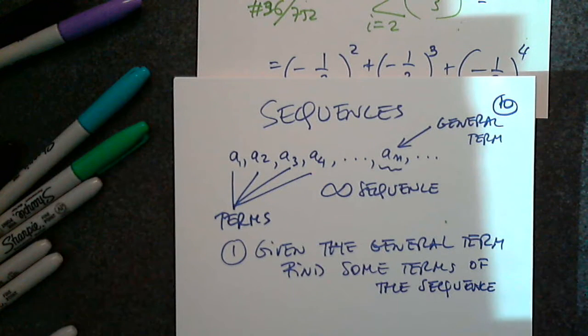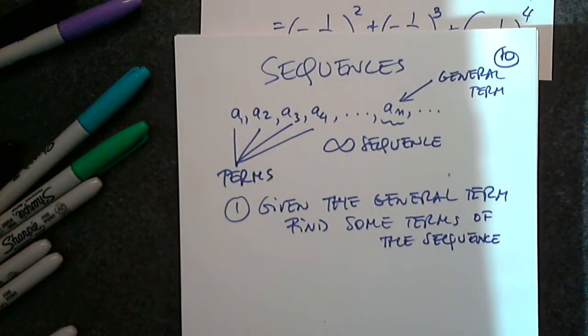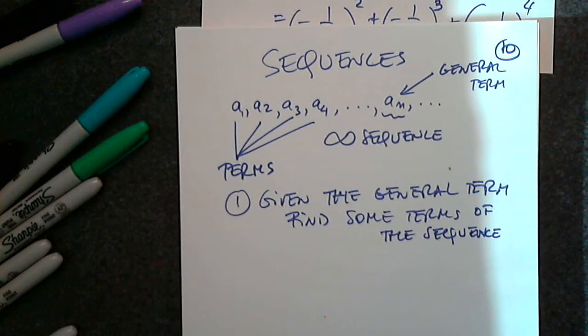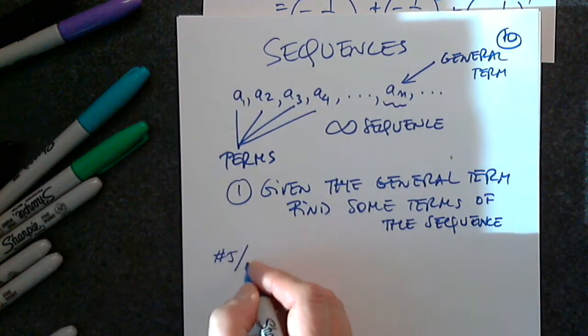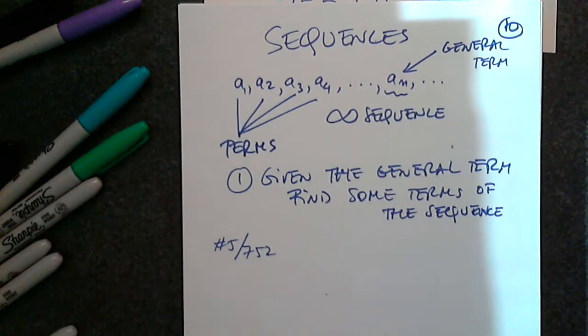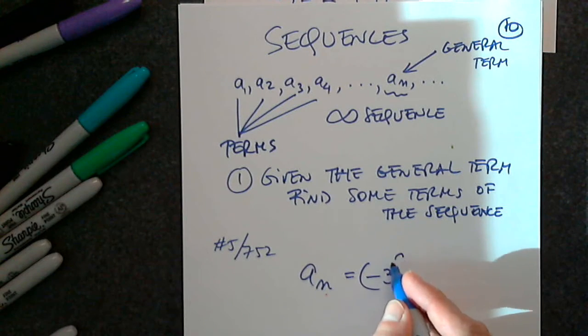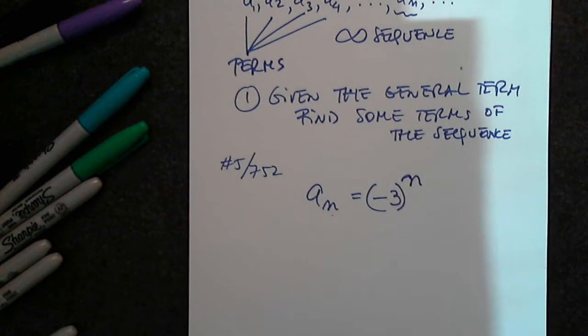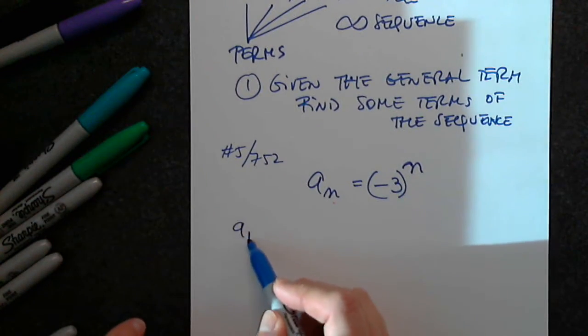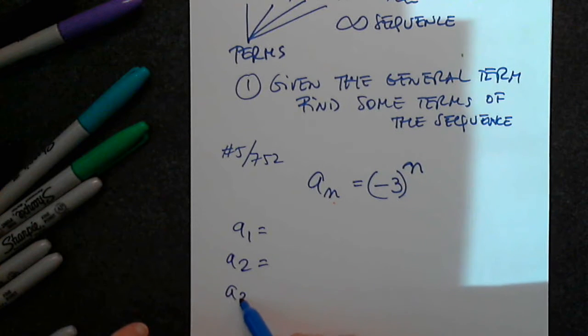It says write the first 4 terms of each sequence whose general term is given. Let's start with number 5 on page 752. A sub n, the general term, equals (-3) to the nth power. They want us to find the first 4 terms, so they want us to find A1, A2, A3, and A4.